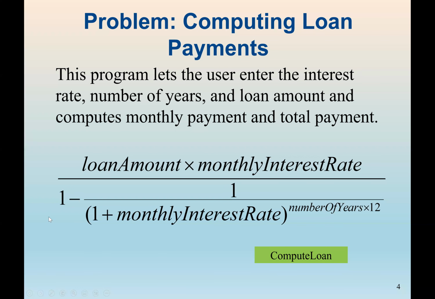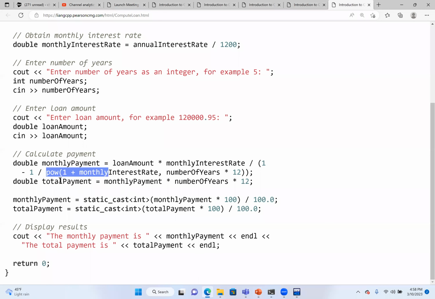You can see the formula given to us is 1 minus 1 over 1 plus monthly interest rate raised to the power of number of years times 12. So I'm going to write pow, then the base will be 1 plus monthly interest rate, and then comma space, number of years times 12. So that's what we see in the formula here. Power 1 plus monthly interest rate, comma space, then this is the exponent, number of years times 12. So that will give us our monthly payment.